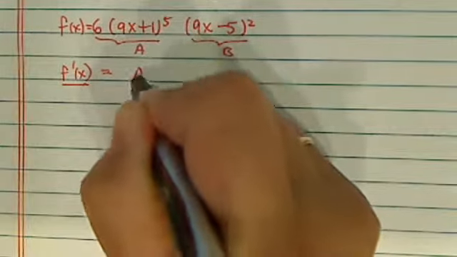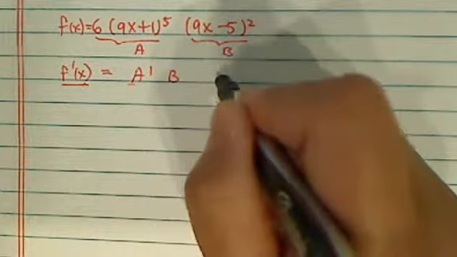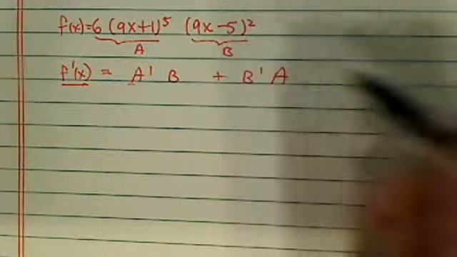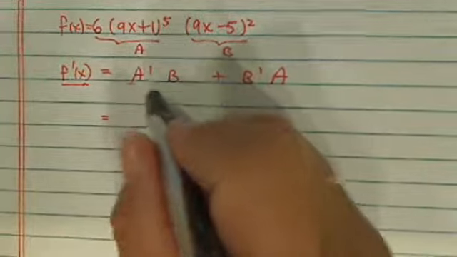So let's take a look. I'm going to call this function A. I'm going to call this function B. F prime, it's really easy actually. It's take the first derivative for the first term, okay, and then you add a b prime of a. Okay, now this is the easy part. Now let's get right into it.